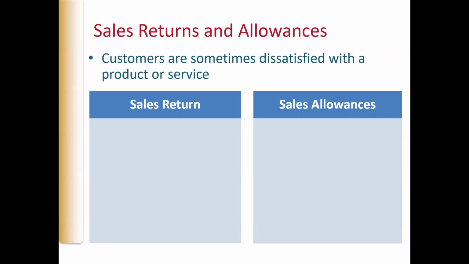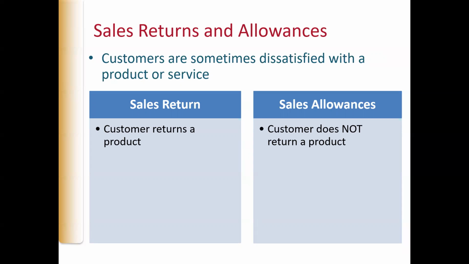Now, another type of discount called sales returns and allowances. This is when a customer already has purchased the product and they're not happy with it. So when a sales return or allowance happens, we will always record this.